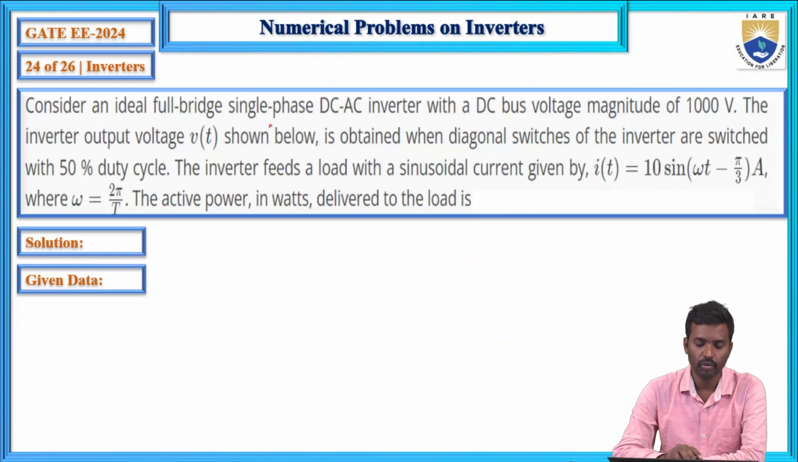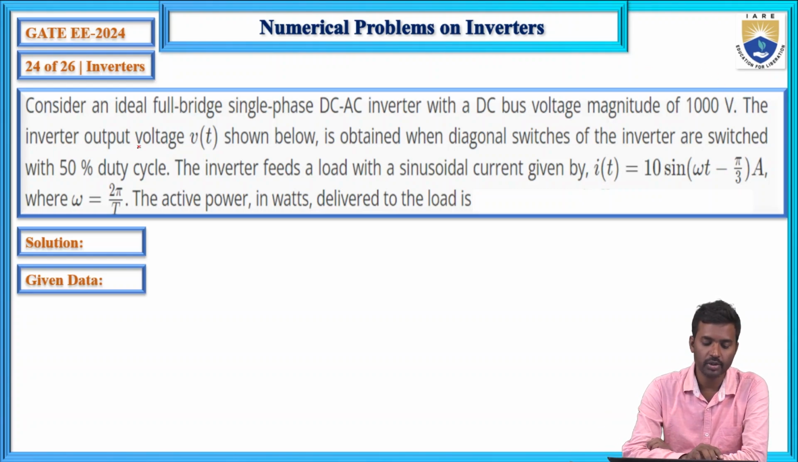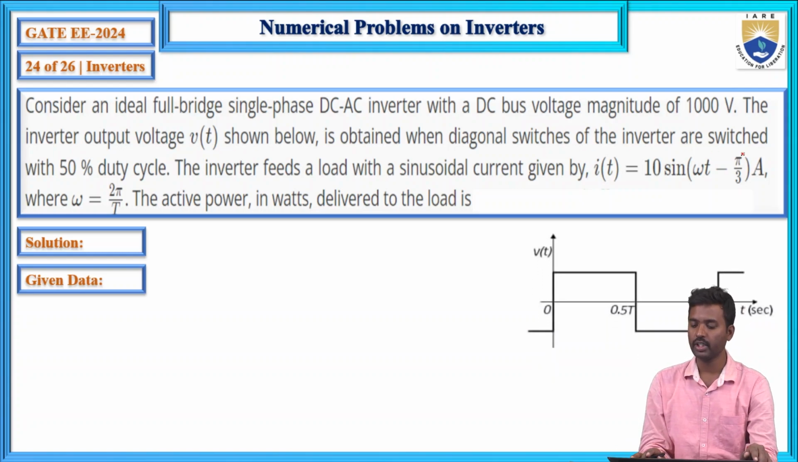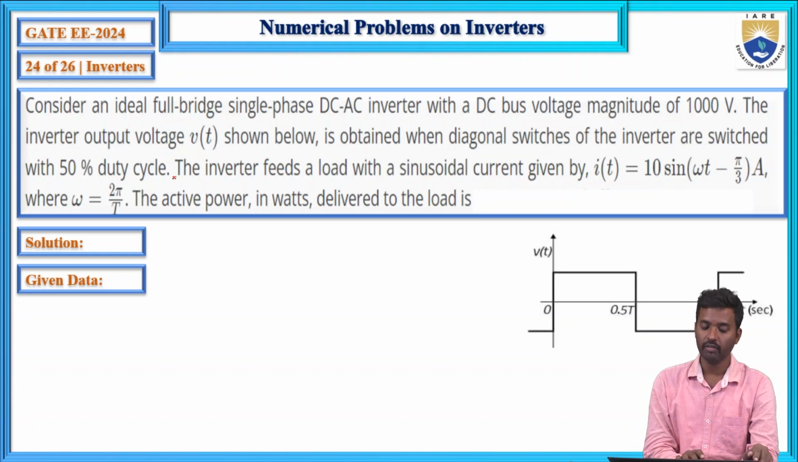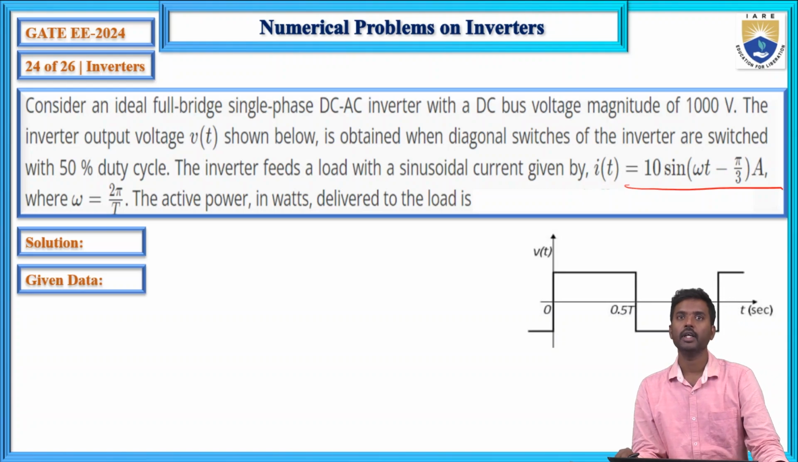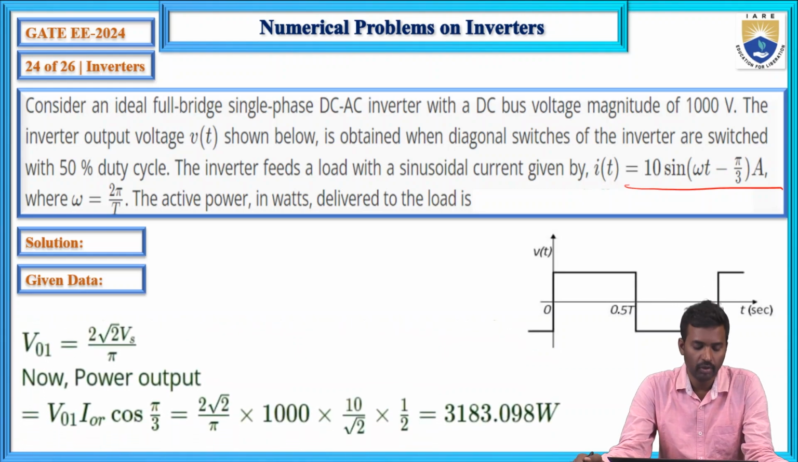Consider a full bridge single phase DC to AC inverter with DC bus voltage magnitude of 1000 volts. The voltage source inverter as shown in the figure, the diagonal switches of the inverter are switched at 50% duty cycle. So the inverter feeds a sinusoidal load, this is the equation i of t equals 10 sin omega t minus pi by 3 amperes, omega equals 2 pi by 3. Calculate the active power delivered to the load.